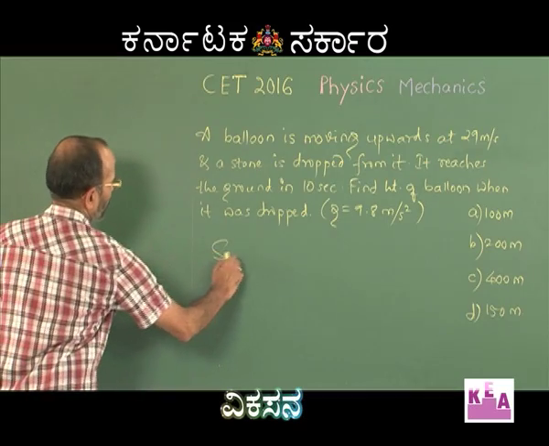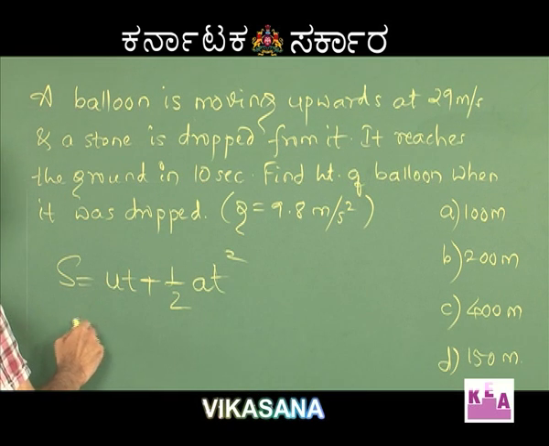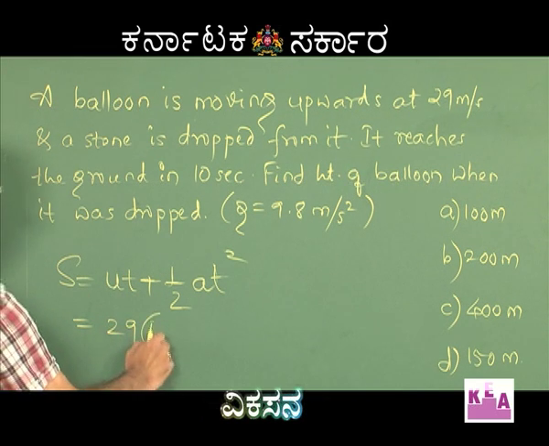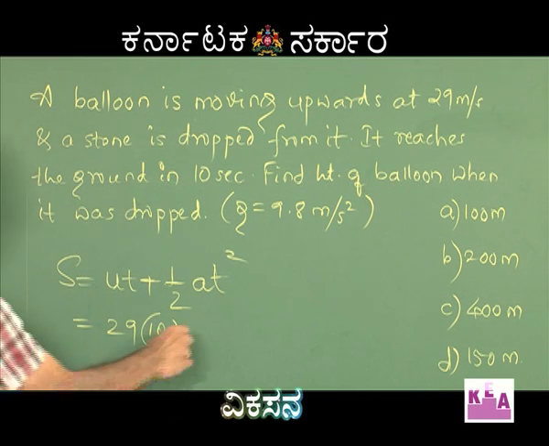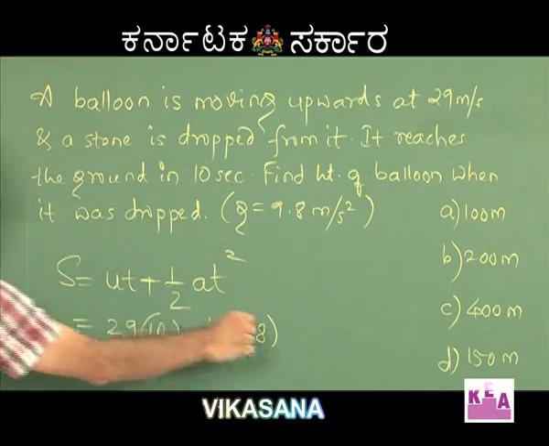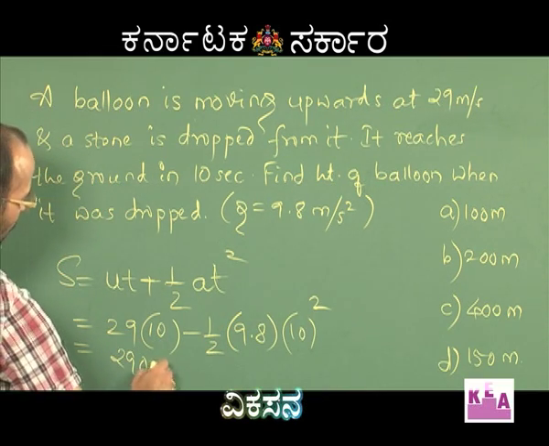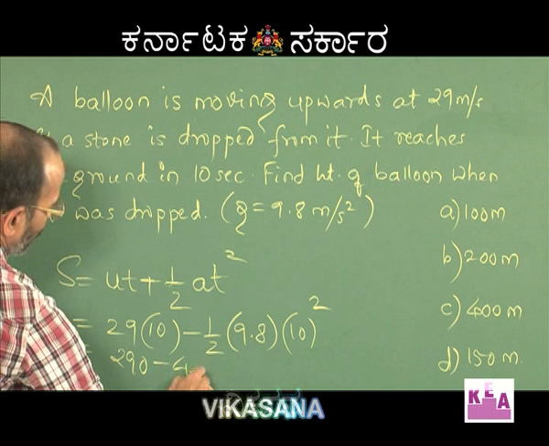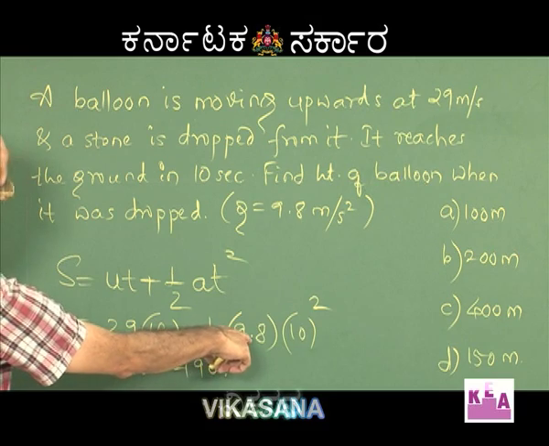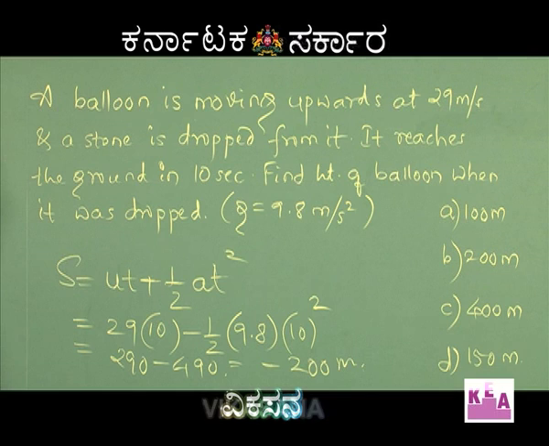So, s equal to ut plus half at square. s is to be found, u is 29, and I have taken it to be positive because it is upwards. Time in which the stone reaches the ground is 10 seconds, minus half into 9.8 into 10 square. So, what you get here is 290 minus 490, because 9.8 divided by 2 will be 4.9, into 100 will be 490. So, what you get is minus 200 meters.